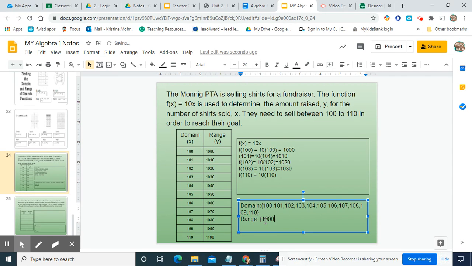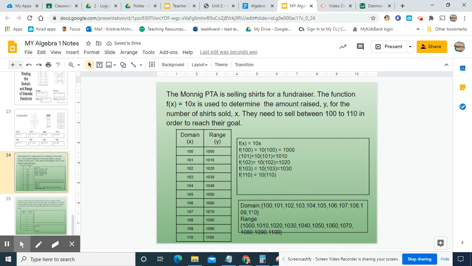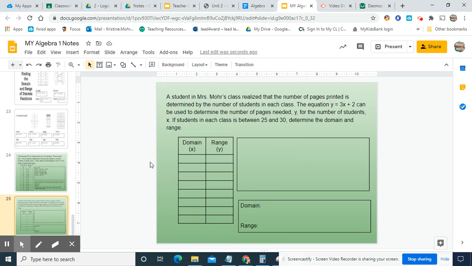So we have 1,000, 1,010, 1,020, 1,030, 1,040, 1,050, 1,060, 1,070, 1,080, 1,090, and 1,100. Close our bracket, and we're done. That is our domain listed here and our range listed here. So from a word problem. So let's do one more example.